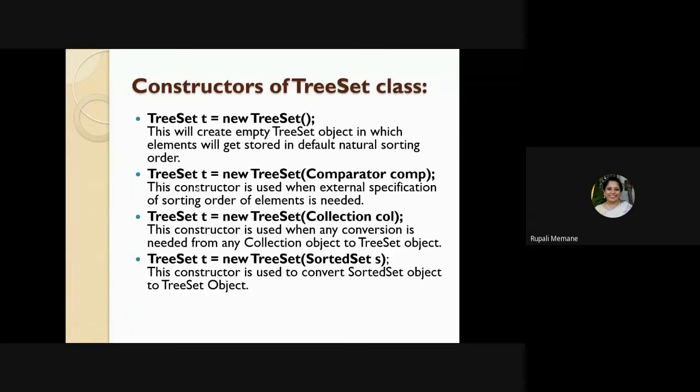Now TreeSet, again, you know the constructors. When I have to create the TreeSet class, the first is the default. That means it is going to create an empty TreeSet object in which the elements will be stored in default order. I'm not passing any parameters in the parenthesis. This is an empty TreeSet which is being created.